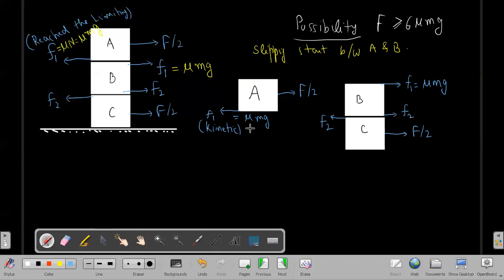So now A is out of the system, but still there is a possibility that the block B and block C can prevent the relative slipping due to the larger limit of frictional force F2. Due to the larger limit of frictional force F2, block B and block C can still move as a unit. In this case, you can find out the acceleration as a unit, the unit being blocks B and C.